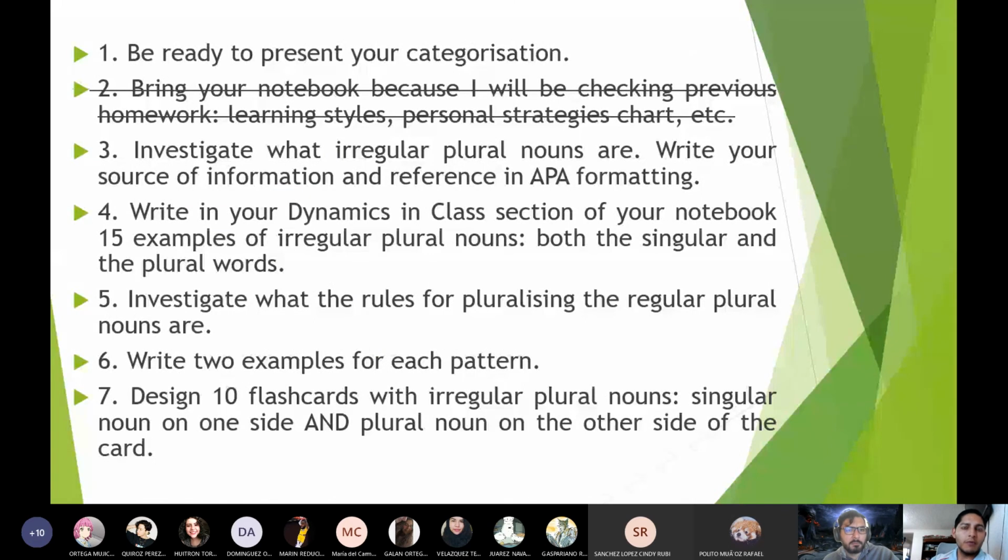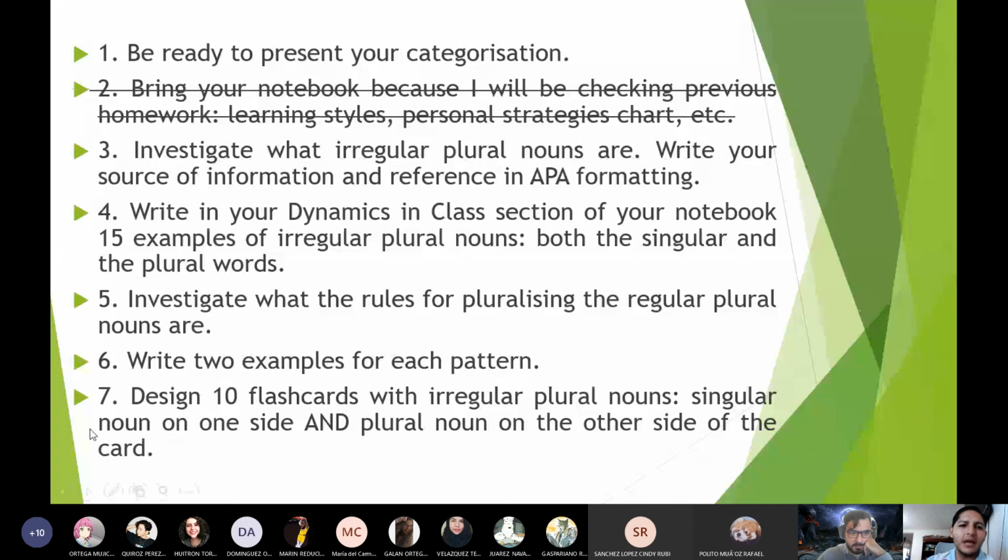Well, remember your homework with categorization. This is number five, and this is going to be important. Investigate what irregular plural nouns are, because we checked an example. Write in your dynamics in class 15 examples of irregular plural nouns and try to investigate the patterns, okay? Not rules, but the patterns for pluralizing irregular plural nouns in English, okay?